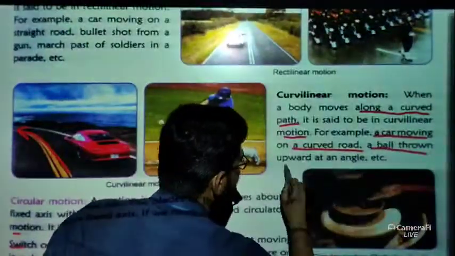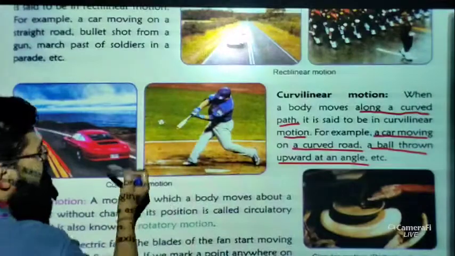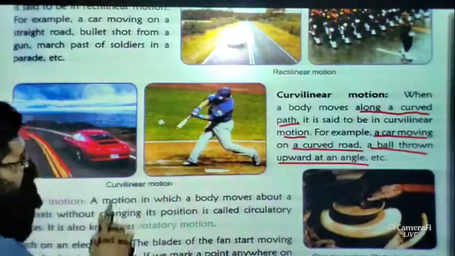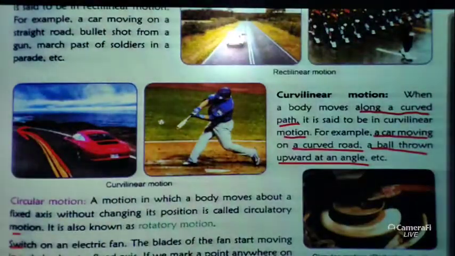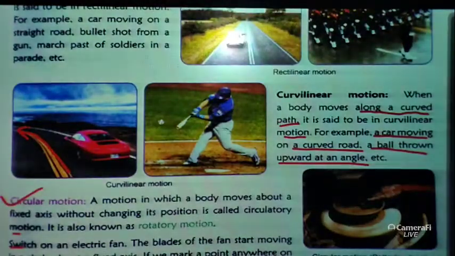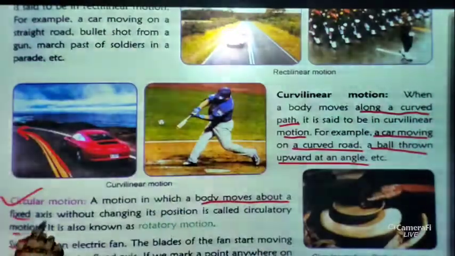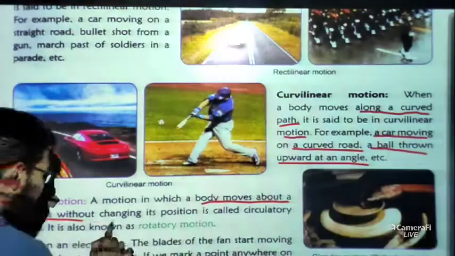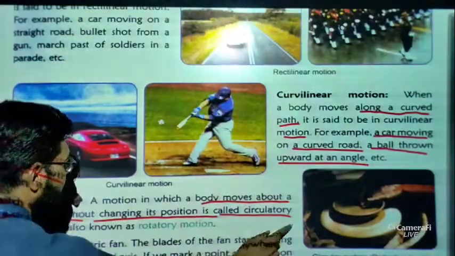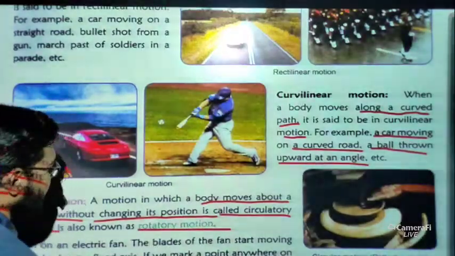Or a ball thrown upward at an angle. If the ball is thrown upward at an angle, along a curved line, then we call it curved line motion. Next one, we can call circular motion. Circular motion means what? A motion in which a body moves about a fixed axis without changing its position is called circular motion. It is also known as rotatory motion.